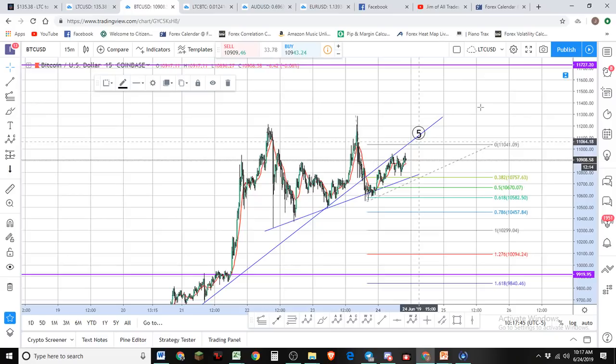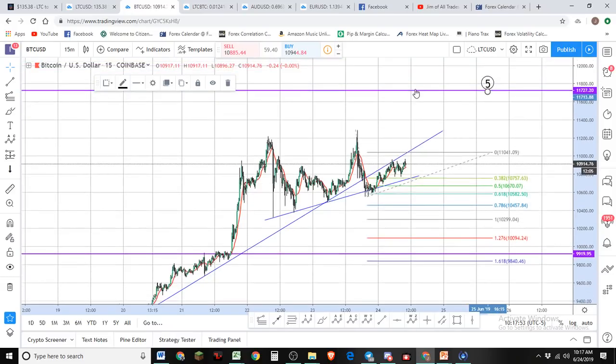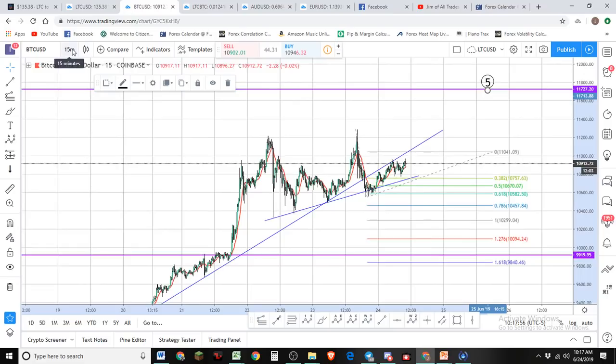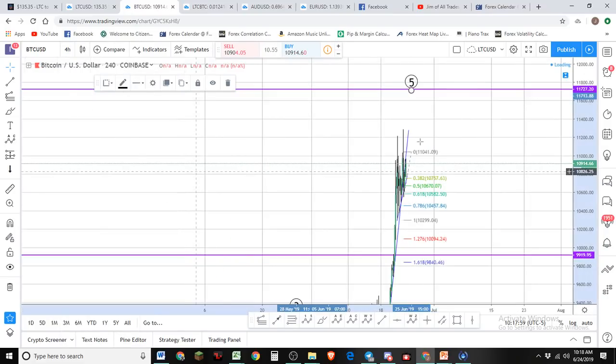So it looks like we got another push to the upside. 11,700 is a very good target here. That is the top of the structure on the 4-hour chart.